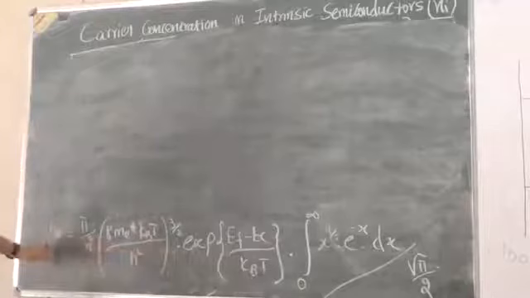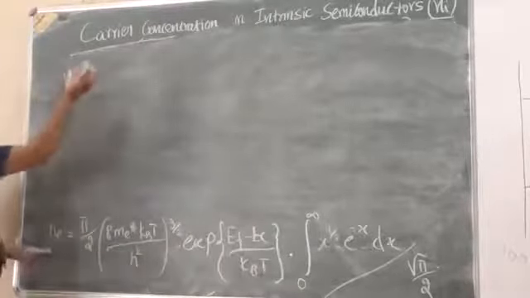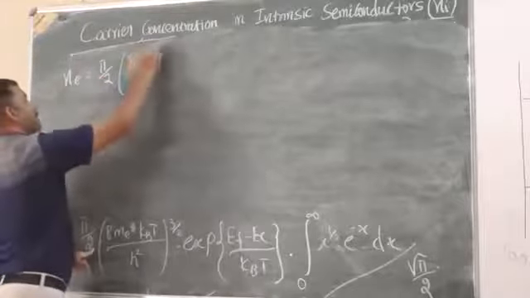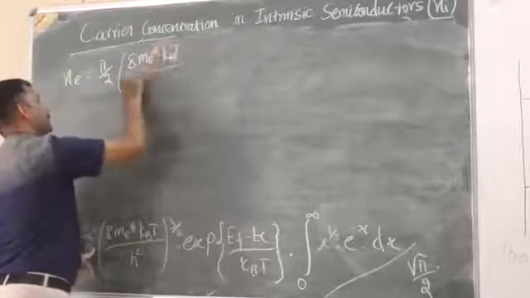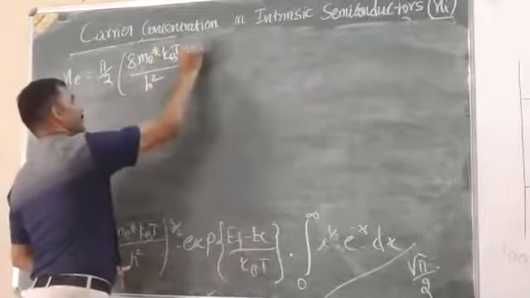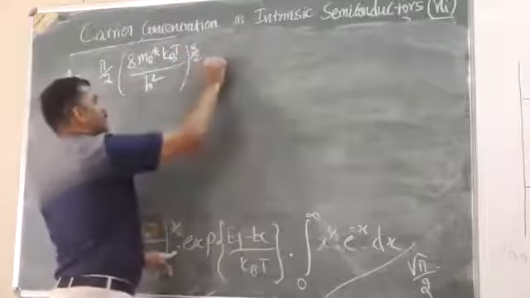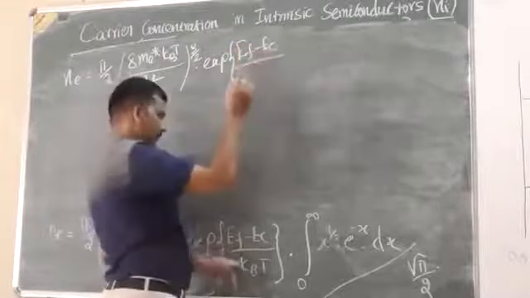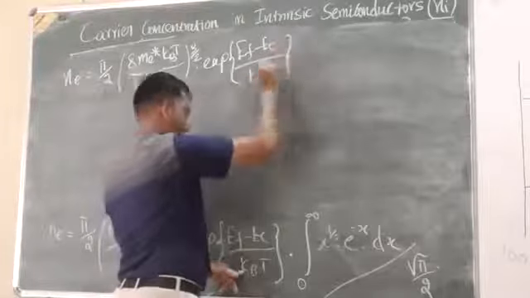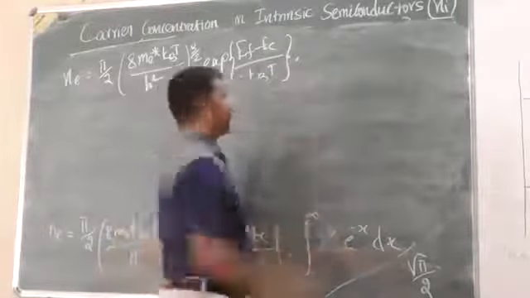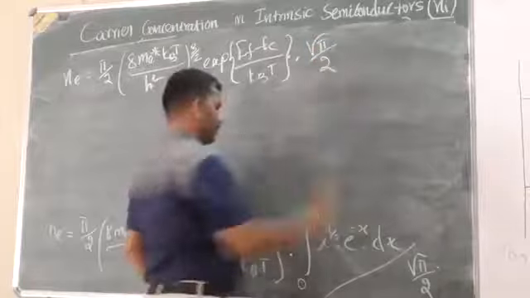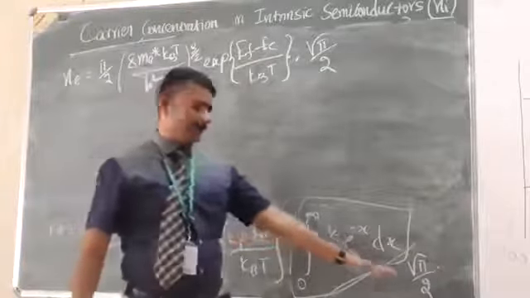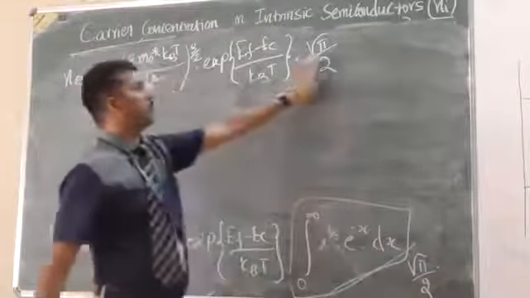Right. So the number of electrons in the conduction band N equal to pi by 2 into (8 m e star kBT by h squared) to the power 3 by 2 into exponential of (EF minus EC) by kBT into root pi by 2. The value for the integral from 0 to infinity of x to the power of e to the power minus x dx is root pi by 2. So that is why I am putting it.